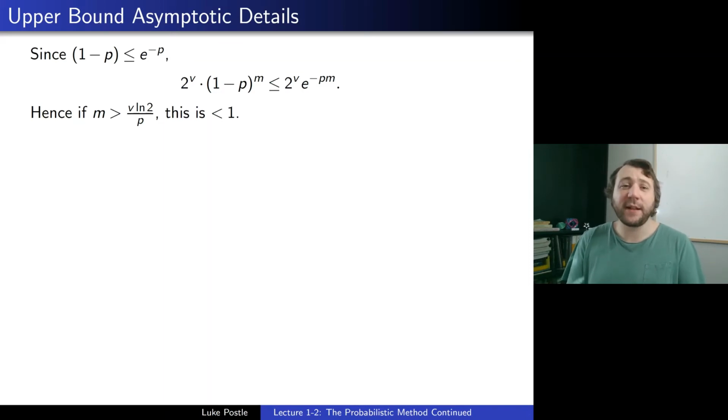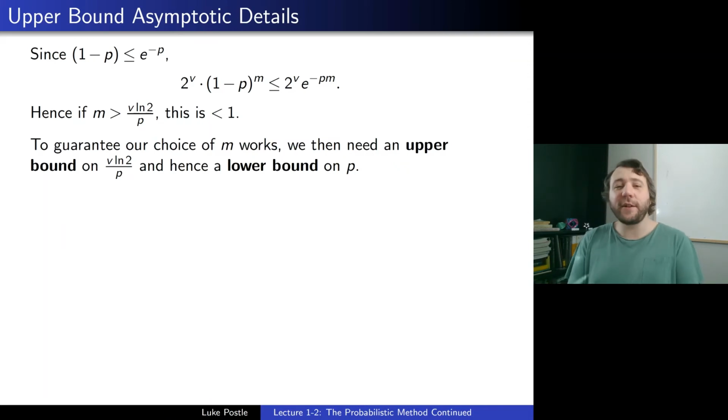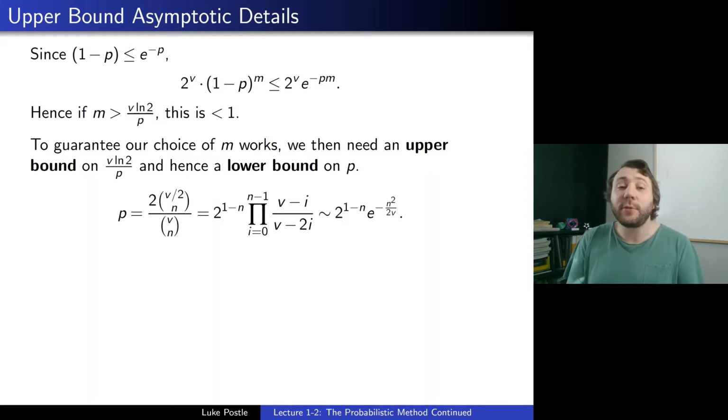So we needed to discuss the choice of v and m. So how would this go about? Well, to guarantee our choice of m works, so we've kind of locked in our choice, we then need to know that v ln 2 over p is actually smaller than m, so we need a reliable upper bound on v ln 2 over p, and thus we'd actually need to know a lower bound on p. So we're interested in this p, but we need to actually figure out a lower bound. From the book, it's not so clear that this is how it's working, but this is how it actually works. And so here again is our p.